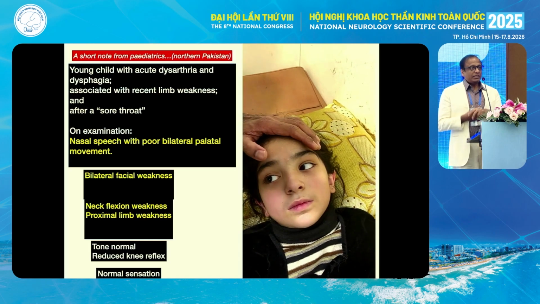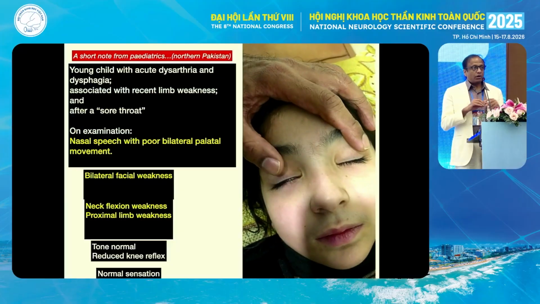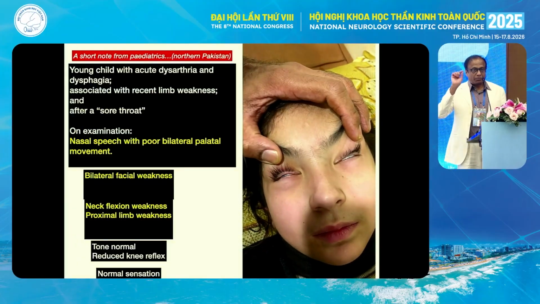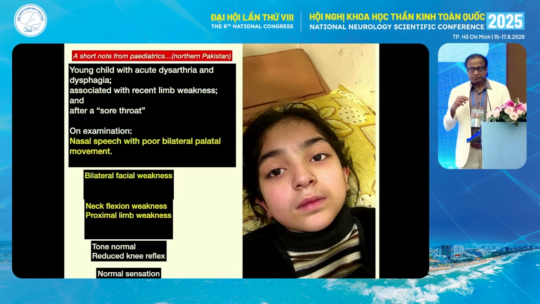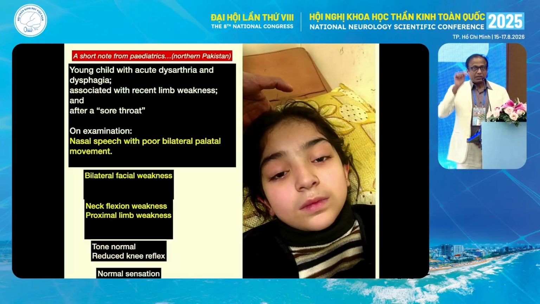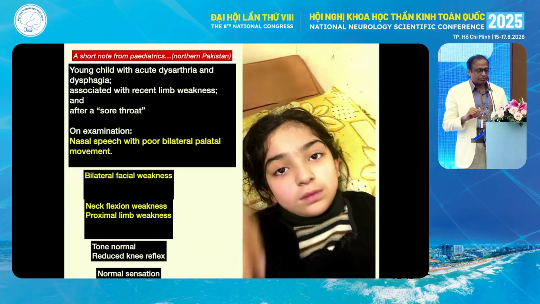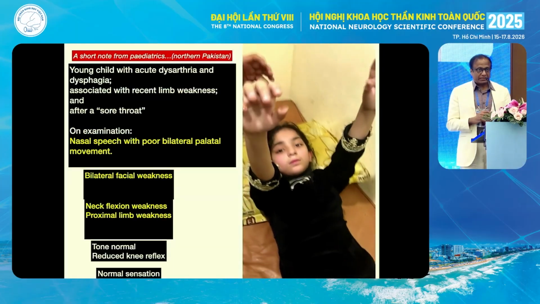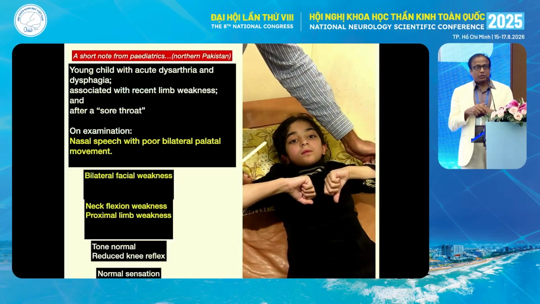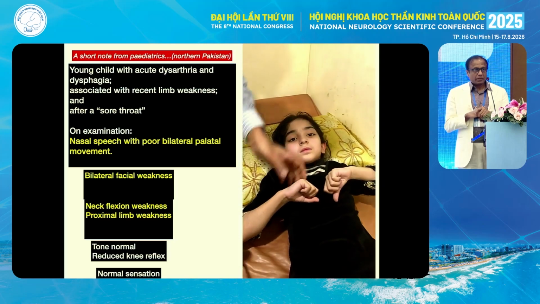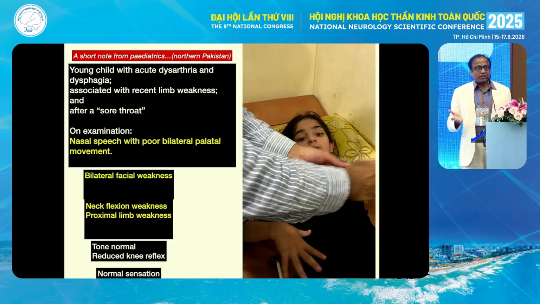So let me share with you about this patient. I saw this young girl in a town called Peshawar, which is the northern part of Pakistan, bordering Afghanistan. She's actually an Afghani girl who came from the hills to the hospital because there were no hospitals in that part of Afghanistan. She was seen by the pediatricians for a complaint of acute sore throat, and she was treated with antibiotics.